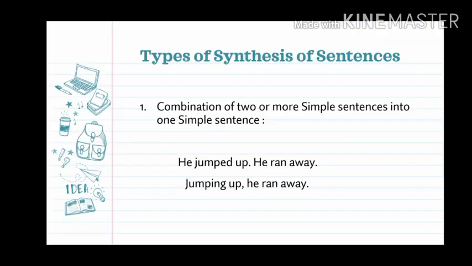First one is combination of two or more simple sentences into one simple sentence. Example, he jumped up. He ran away. Two simple sentences are there and we have to make them into a simple sentence. Jumping up, he ran away.